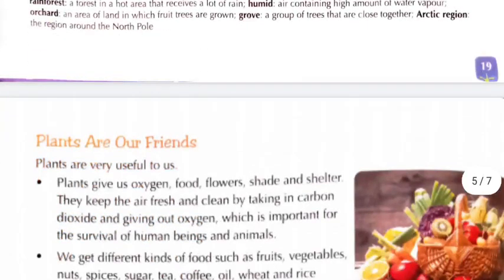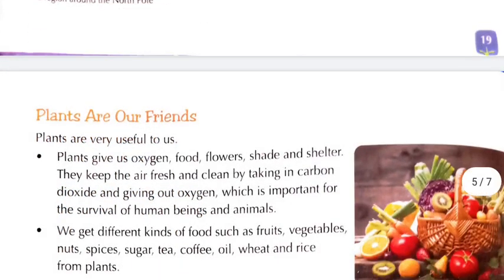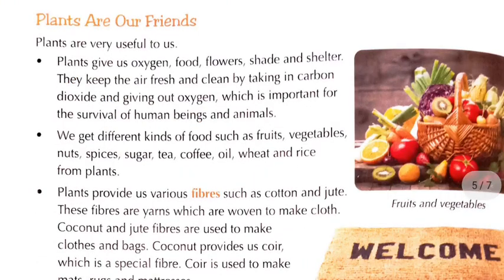That is, plants are our friends. Plants are very useful to us. Plants give us oxygen, food, flowers, shade and shelter. They keep the air fresh and clean by taking in carbon dioxide and giving out oxygen, which is important for the survival of human beings and animals.